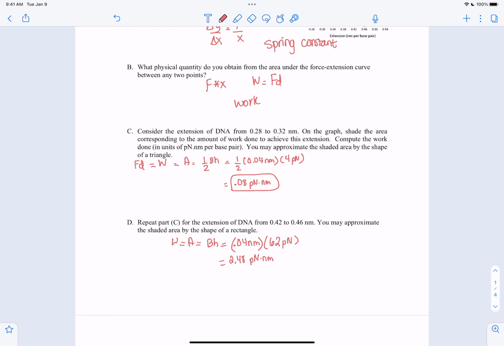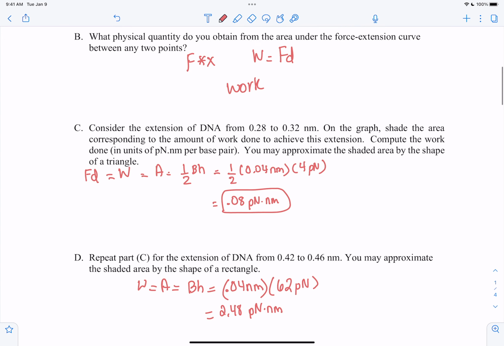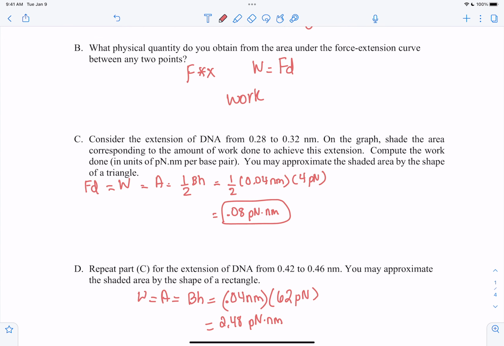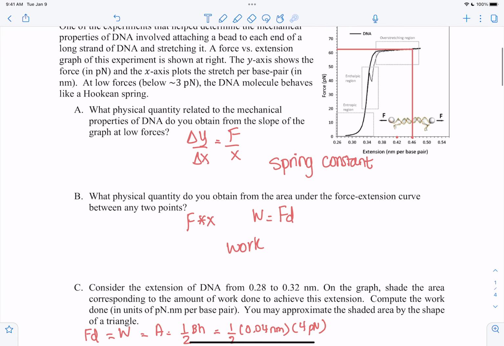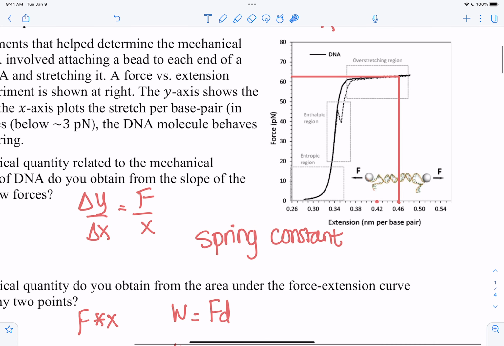So there. It should be 2.48 if you use 62. But hopefully now we're all on the same page of the relationships with a type of graph like this. I'm very confident that you're going to see at least one type of instance where you have to analyze a graph like this on the exam.